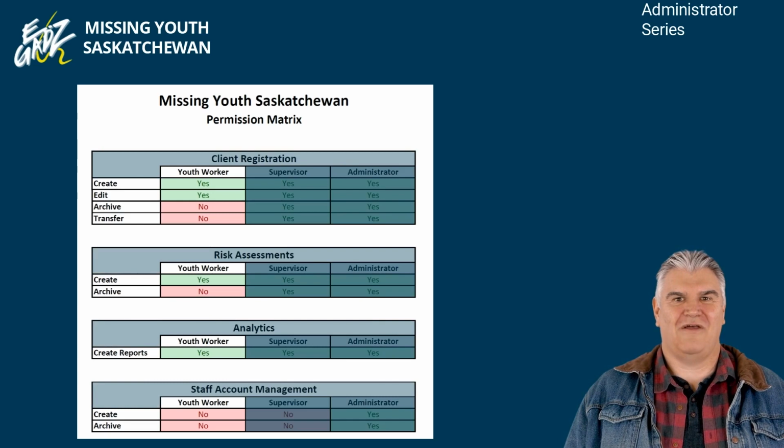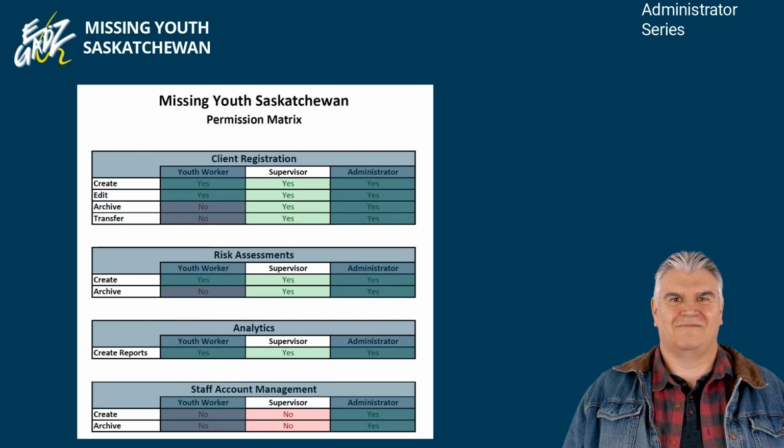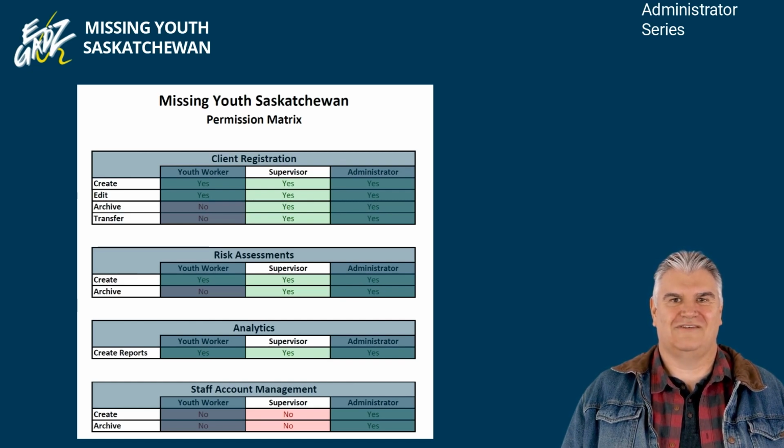Youth workers have fairly limited access. For example, they can add and update client records, plus create new risk assessments, and also run reports. However, they are prevented from archiving any client records or risk assessments. Supervisors, on the other hand, have a lot more responsibilities. They can also archive client records and risk assessments and initiate transfers of clients to other agencies.